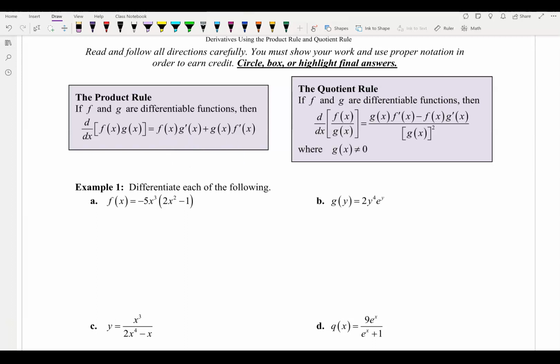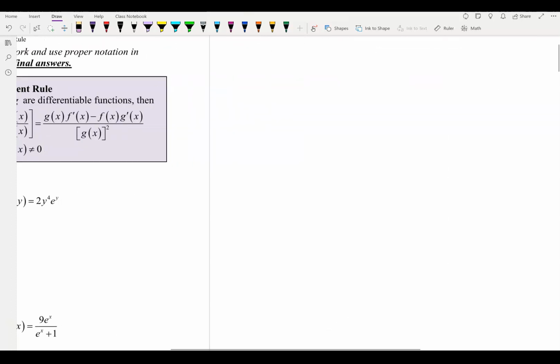And then the quotient rule, we have a quotient of two functions, assuming the denominator is not zero. We have the bottom function times the derivative of the top minus the top function times the derivative of the bottom, all over the bottom squared. So in conjunction with these two rules, we're going to be using our derivatives from previous sections. So let's just quickly review some of those that we're going to be using today.